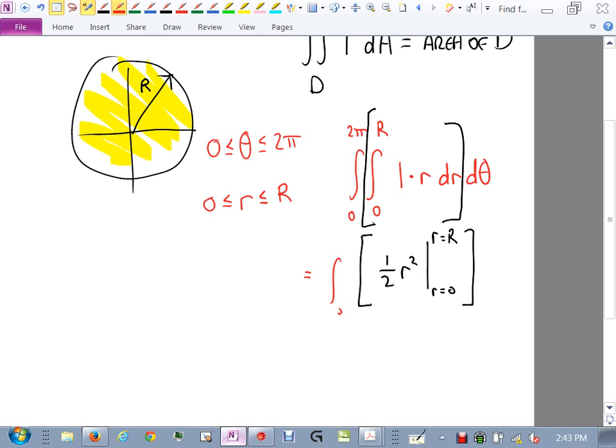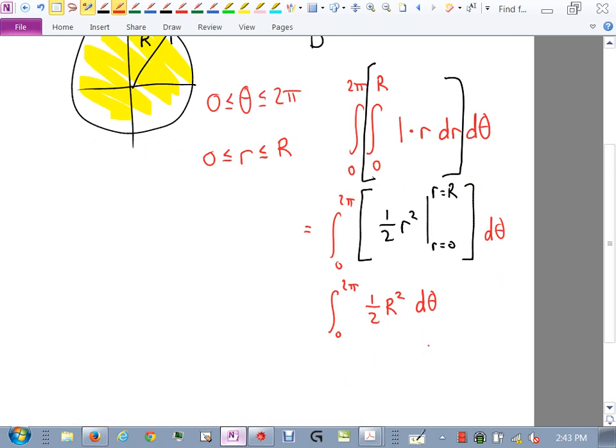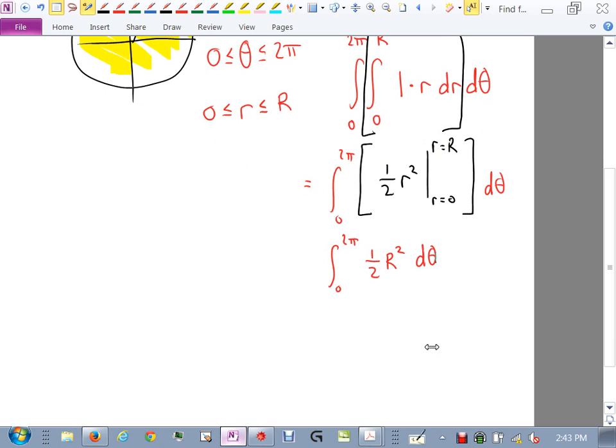And then that's going to be the integral from 0 to 2 pi d theta. So when I plug that in, what do I get? Capital R squared over 2, right? So now I'm at the integral from 0 to 2 pi of 1/2 capital R squared d theta. And now integrate this with respect to theta. This is a constant, isn't it? So the antiderivative would just give me 1/2 capital R squared theta, and I'm evaluating from where? 0 to 2 pi. Plug in 2 pi, and what do you get?